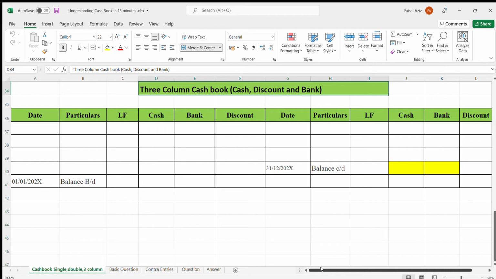Viewers, there are some instances where one transaction will affect both sides of a cash book. We call such transactions contra transactions. So first of all, before starting the discussion on three column cash book, I will show you different contra transactions that require recording entries on both sides, that is left and right side. So let's have a look at the contra entries.